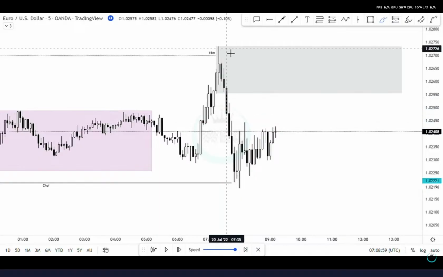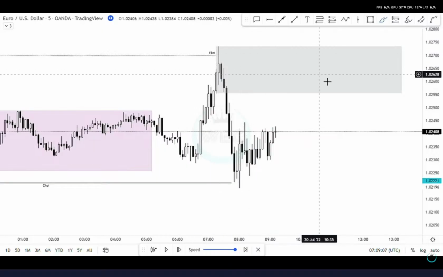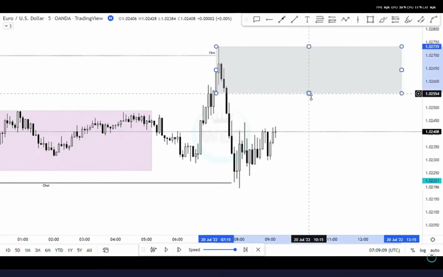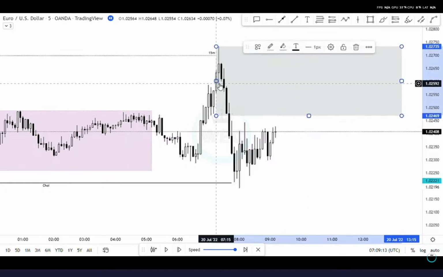Anytime I see this kind of stuff, right, I know that instead of marking this order block, I'll rather choose this whole range in here, because I see this as a range, right? So this will be my supply range that actually led to the break of structure of the M15. So I'm going to mark it like this.